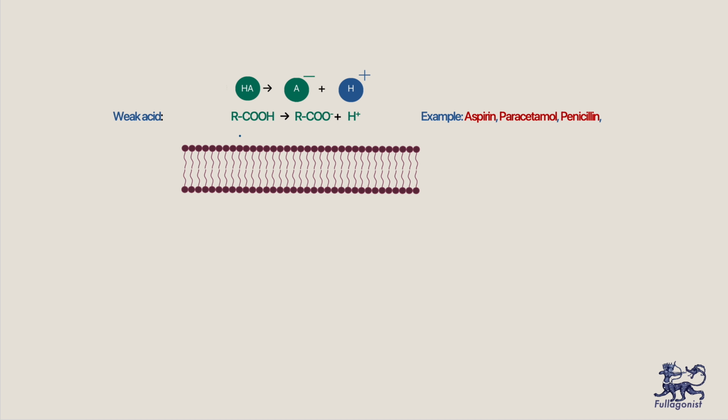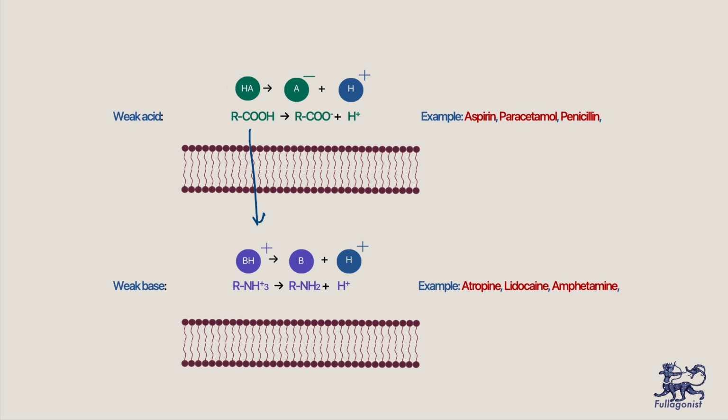Only the protonated form of the weak acid is non-ionized and can cross the membrane, whereas the ionized form of the weak acid is charged, water-soluble, and cannot cross the membrane. On the other hand, weak bases contain a basic amine group that can accept the proton. Examples of the weak bases are atropine, amphetamine, local anesthetics such as lidocaine, cocaine, etc. A protonated form of the weak base is ionized. When it loses a proton, it becomes non-ionized. A non-ionized form can cross the plasma membrane.